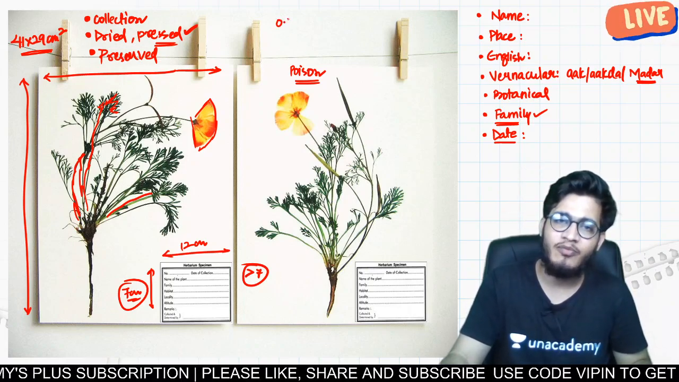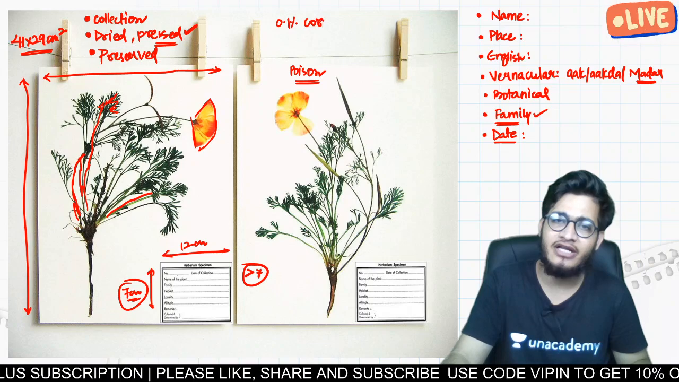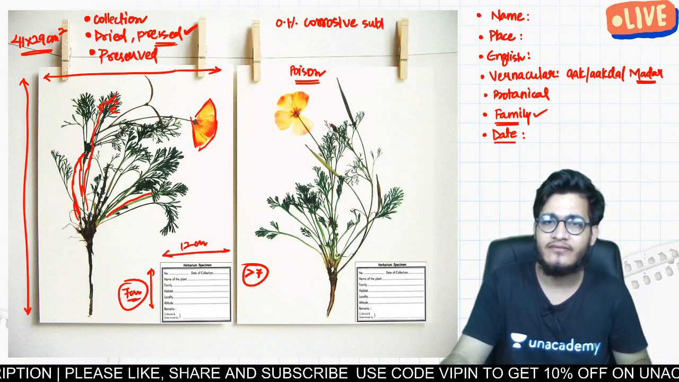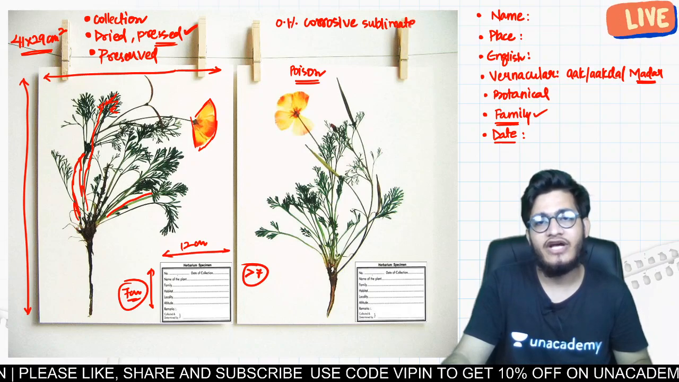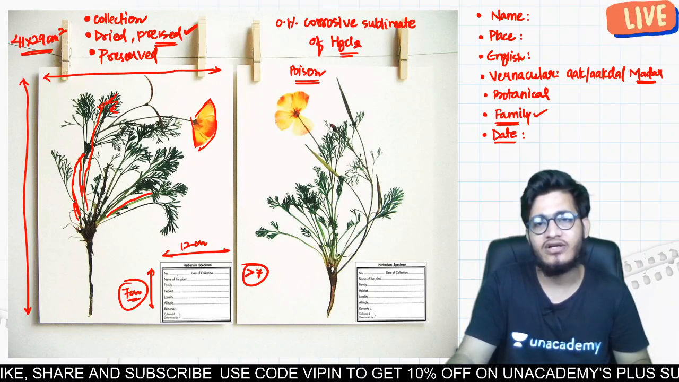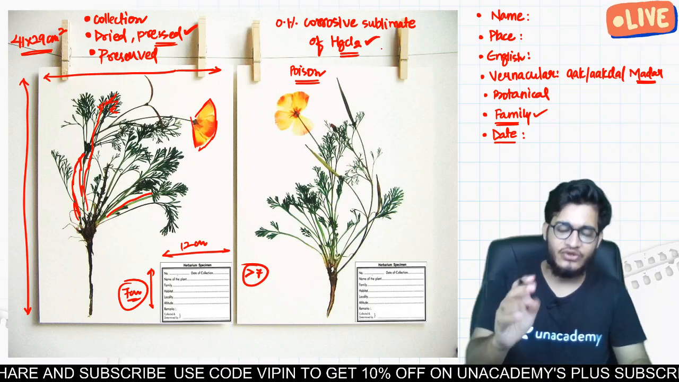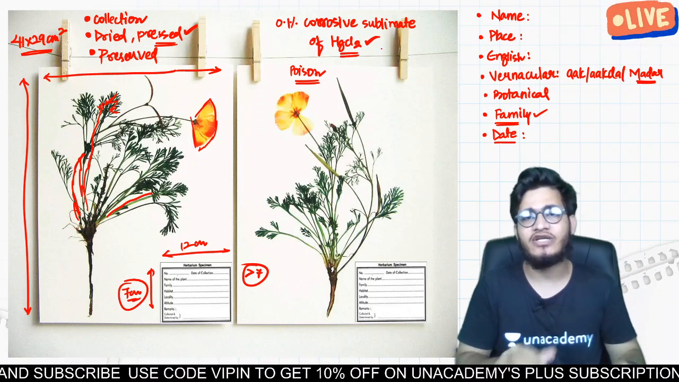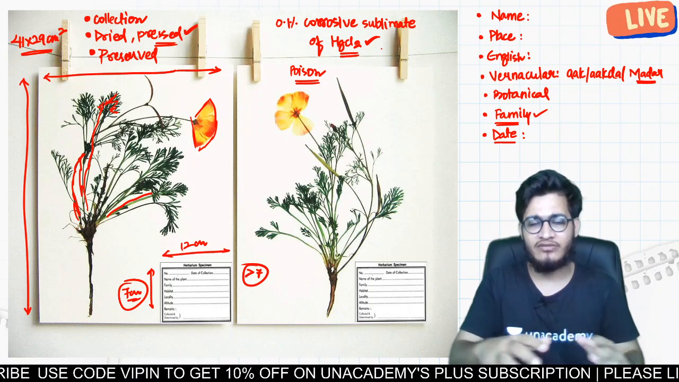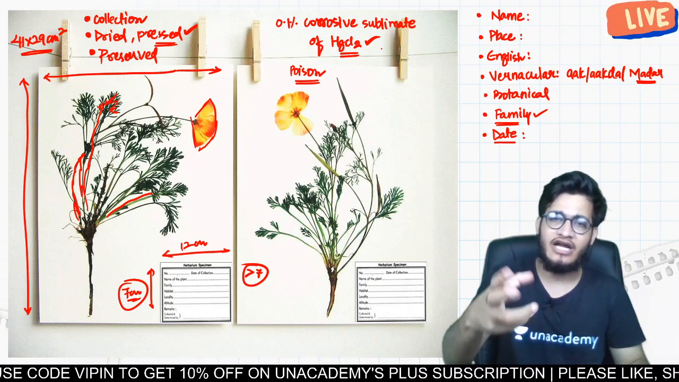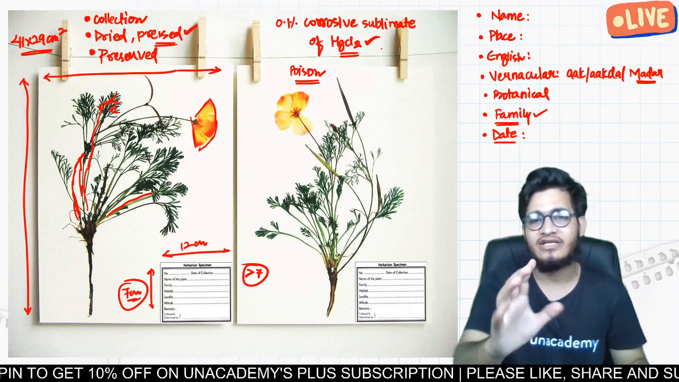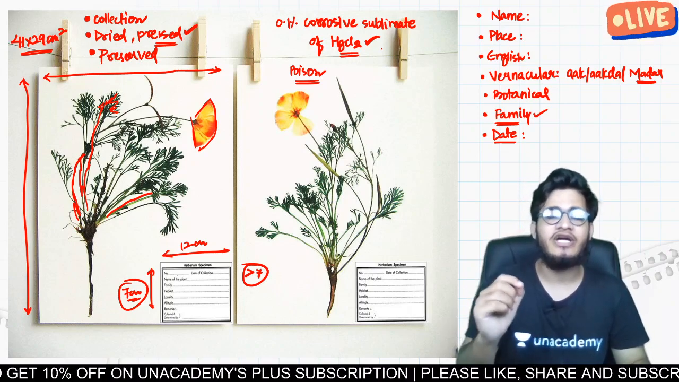For example, 0.1% corrosive sublimate of HgCl2. This is very important, very important. So you need to take care of that 0.1% corrosive sublimate of HgCl2, that is your mercuric chloride, is very important, and it is usually sprayed so that none of the insects or none of the pests can come to this specimen to degrade it.